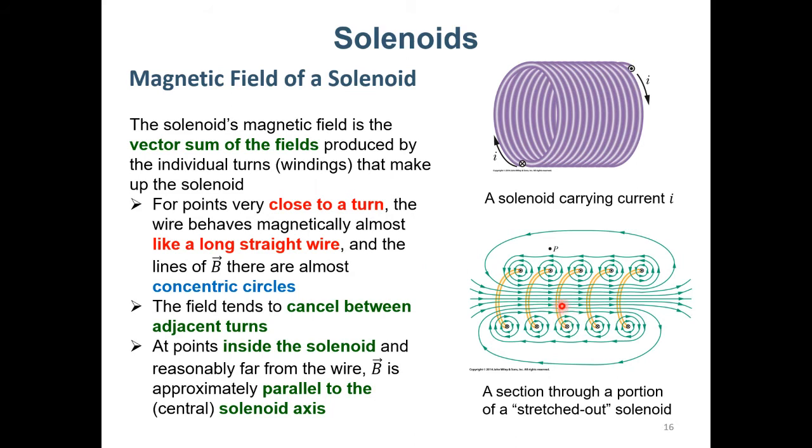So it tells you that inside this solenoid, the B field will look quite uniform in between. And at a point inside and reasonably far away from the wire, B is approximately parallel to the central axis. So it tells you that all of them should point in this direction, which is parallel to the central axis of this solenoid.